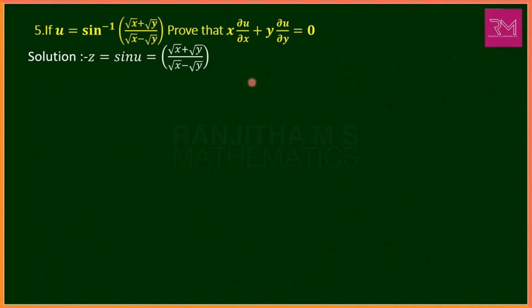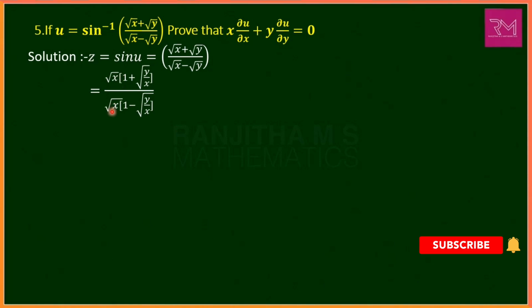Next step, to reduce this to the homogeneous function form, take root x common in both numerator and denominator. We get root x common means remaining is 1 plus root of y by x, divided by, here also root x common means the remaining is 1 minus root of y by x. If we cancel this root x term, there will be no x power terms. So take this root x to the numerator. Here root x is nothing but x power 1 by 2. Here also x power 1 by 2. If we take this to the numerator, that becomes x power minus 1 by 2. So the bases are same. If we add the powers, the remaining is x power 0.